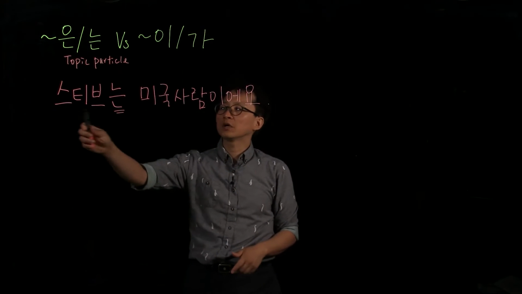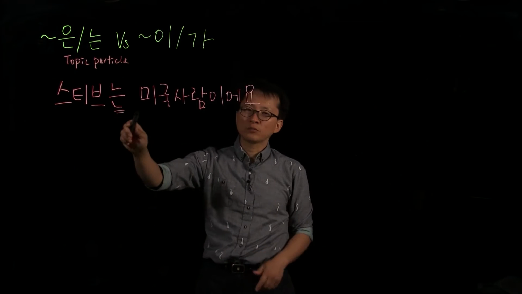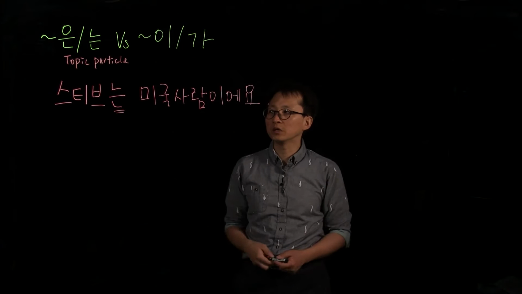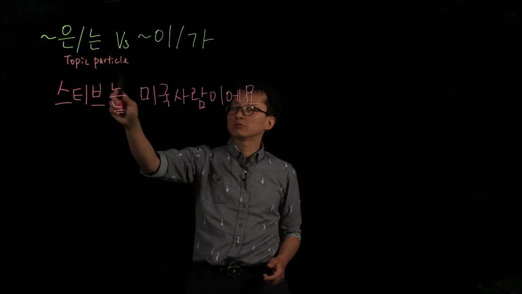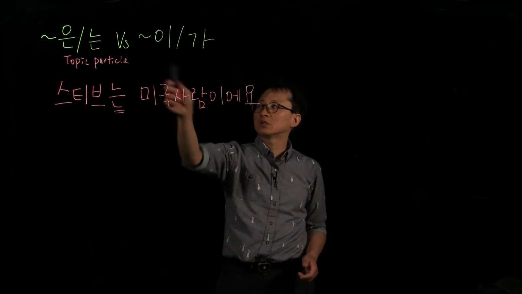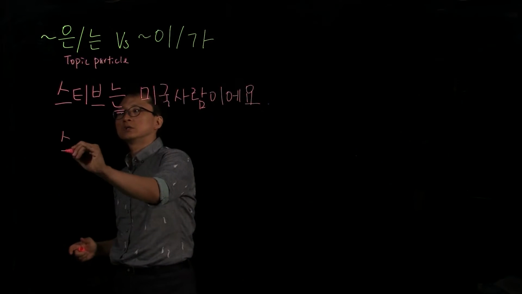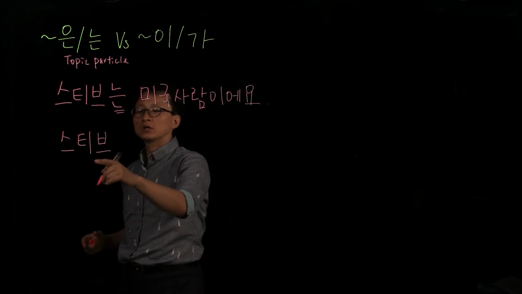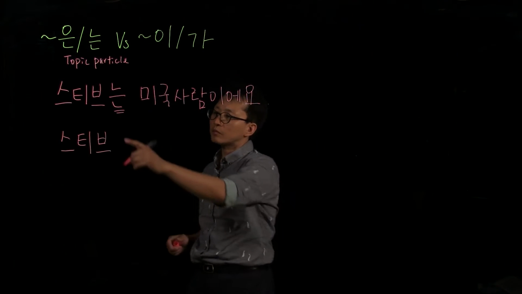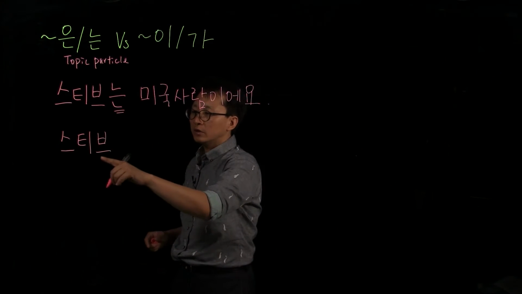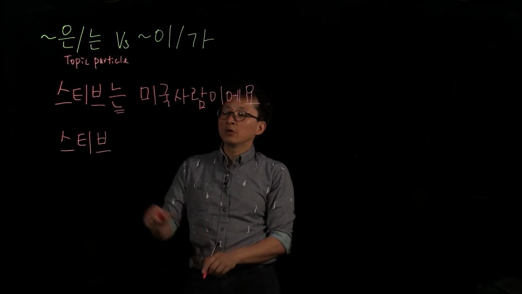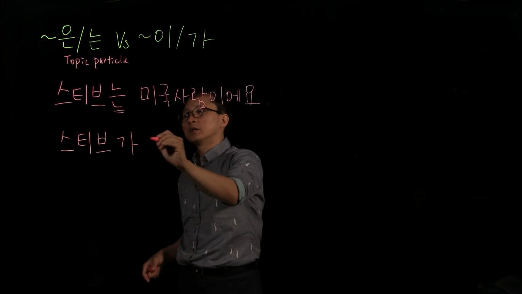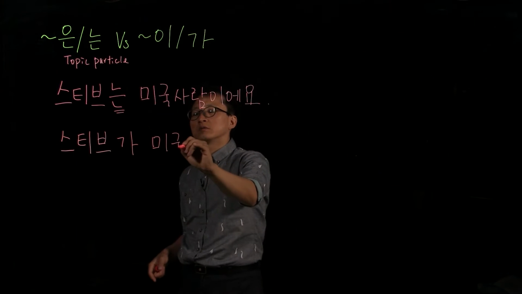Its meaning is something like you are introducing Steve. I'm talking about Steve, and as for him, he is American. Actually, we can just replace it with one of these particles. 스티브. Take a look at the last syllable of this noun, and there is no consonant here. When there's no consonant, you choose the one starting with a consonant. 스티브가 미국 사람이에요.